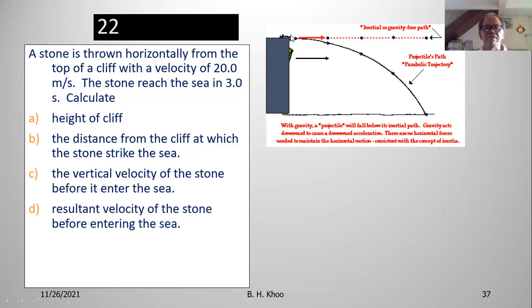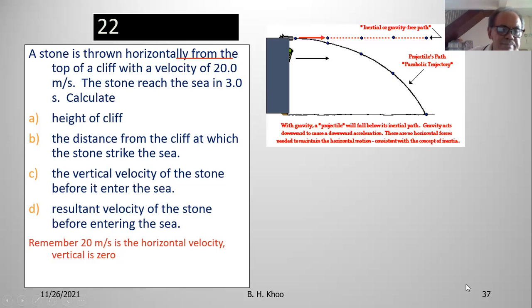So the height of the cliff is determined by vertical motion. I have been given the vertical time. Remember, this 20 is for the horizontal velocity. Vertically, it's just like dropping down, so the initial velocity is 0. And that distance from where you start to where it drops into the sea is called the range.